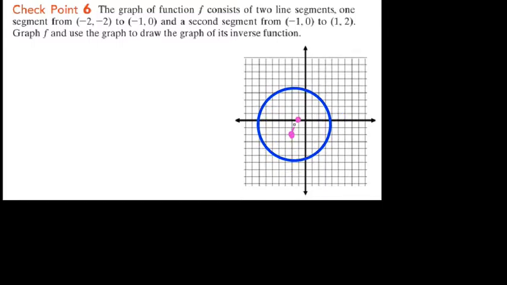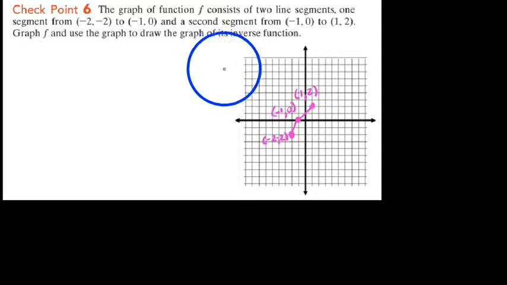So here's one line segment on our graph, and this is (-2, -2), that is. And then we would say that this is the point (-1, 0). And we say a second segment from (-1, 0) to (1, 2). So right 1, up 2. So this is the other part of our function here, and it goes to (1, 2). So we say graph f and use the graph to draw the graph of its inverse function.